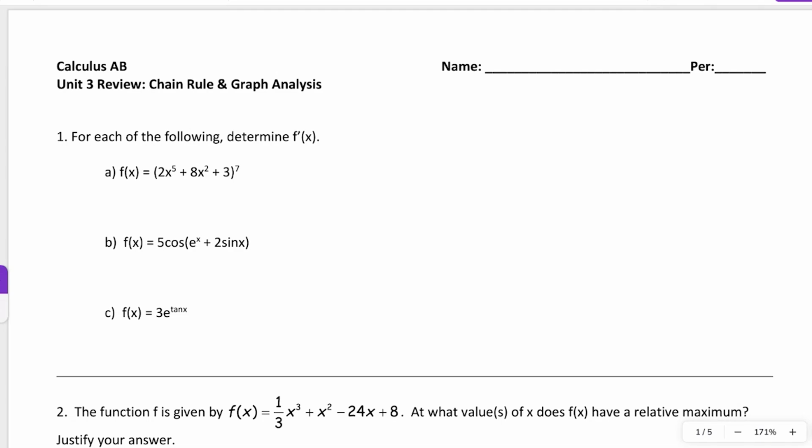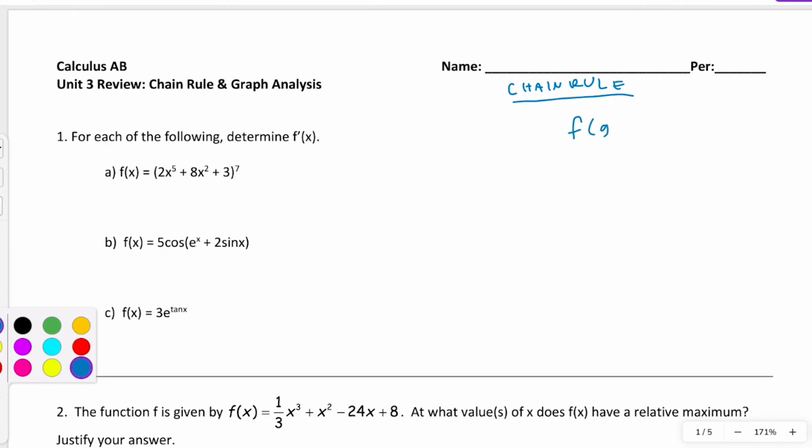Tonight's homework we are reviewing for the Unit 3 test, which is all about the chain rule, and we'll do a lot of graph analysis, trying to make connections between the graphs of f, f prime, and f double prime. But first, let's just review what the chain rule is. I'll go ahead and write that over here. Now, if you have a composite function, like let's say f of g of x, and we want to differentiate that, we need to differentiate first the outside function, leaving what was inside the parentheses alone, and then multiply that by the derivative of the inside function.